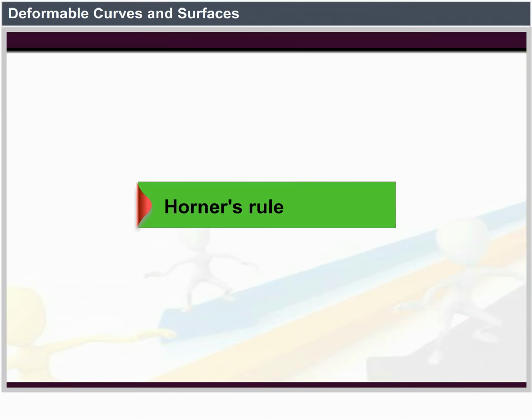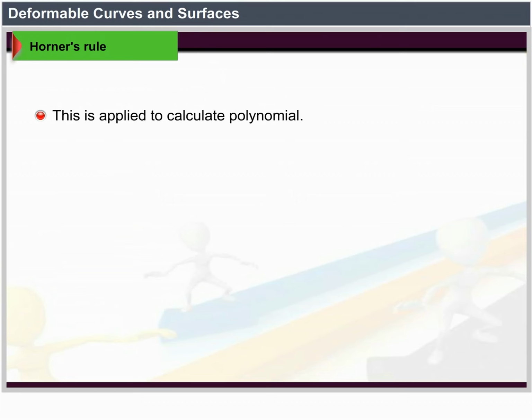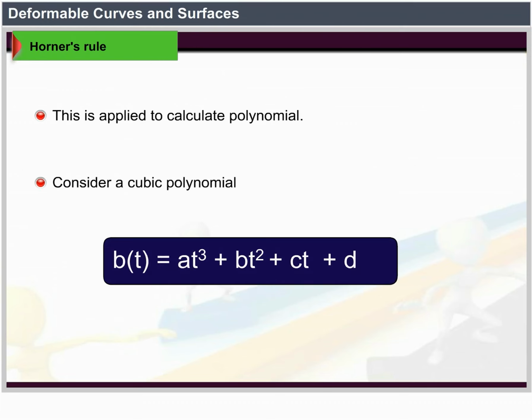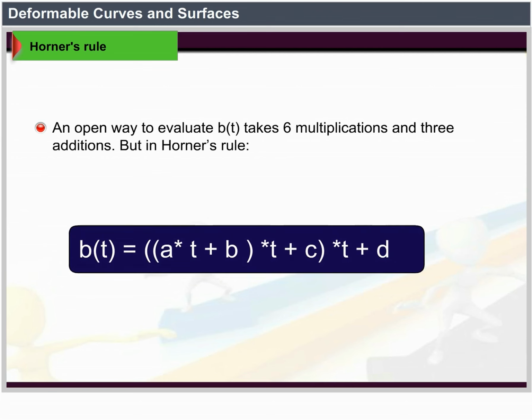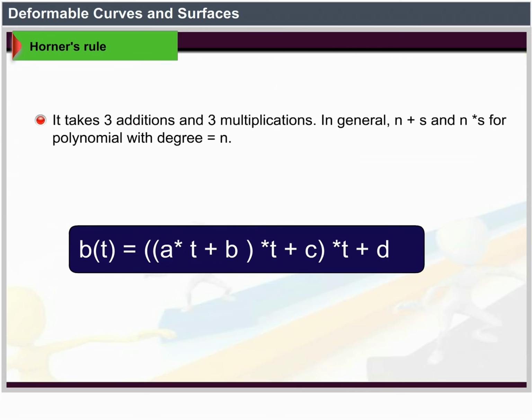Horner's rule. This is used to calculate polynomials. Consider a cubic polynomial B(t) equals at cubed plus bt squared plus ct plus d. Straightforward way to evaluate B(t) takes 6 multiplications and 3 additions. But in Horner's rule, B(t) equals ((a times t plus b) times t plus c) times t plus d. It takes 3 additions and 3 multiplications. In general, n pluses and n stars for polynomial with degree n.